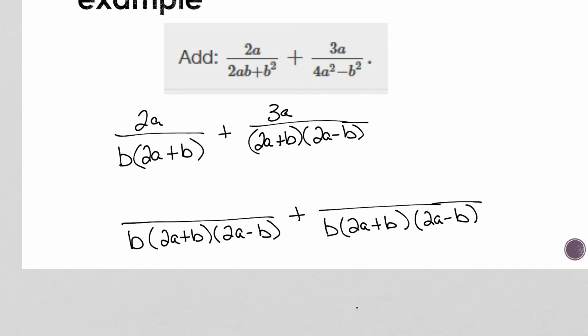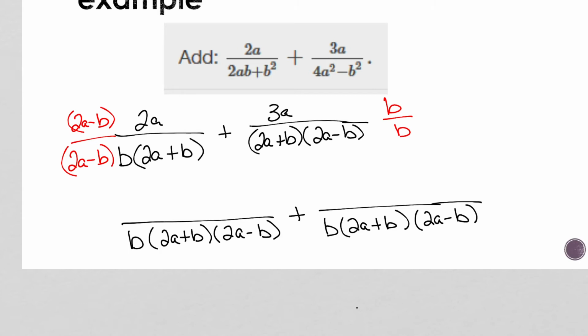Now let's look at what we're missing. From here to here, we're missing 2a minus b. So we're going to multiply by 2a minus b in top and bottom. The bottom we've already done because we wrote it down here. Over here, what's missing? I've got that, I've got that, I've got that, I'm missing this. So let's multiply by b over b.